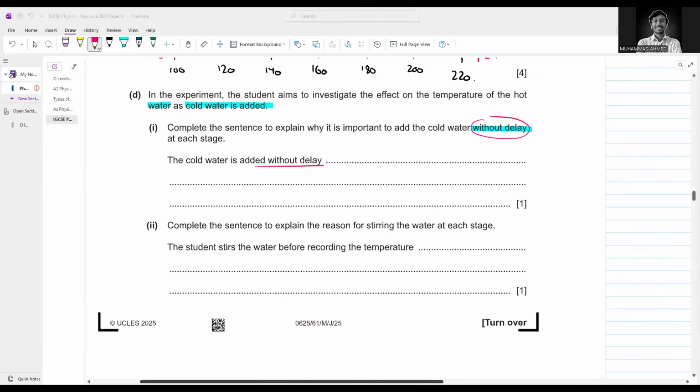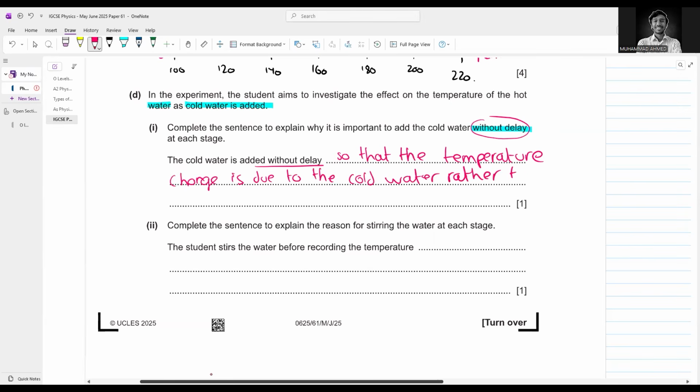To avoid heat losses to the surrounding, or to minimize heat losses to the surrounding. यहाँ पे आप लिख सकते हो so that the temperature change is due to the cold water rather than heat lost to the surroundings.